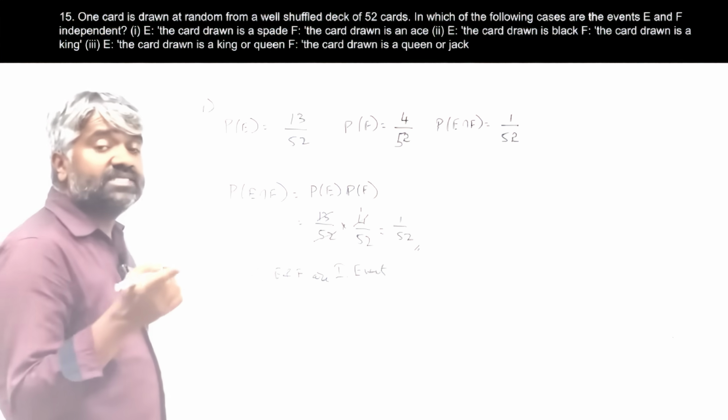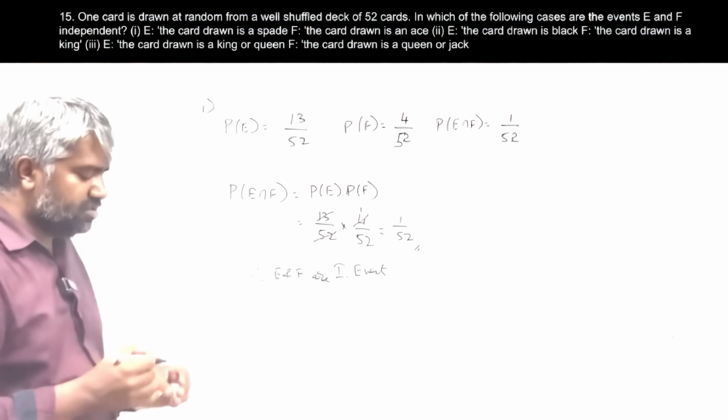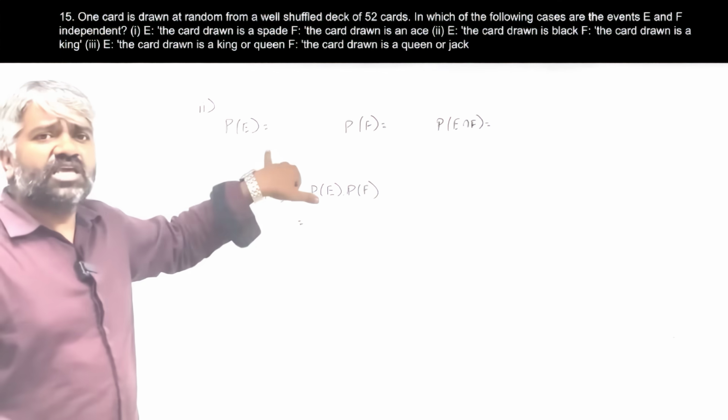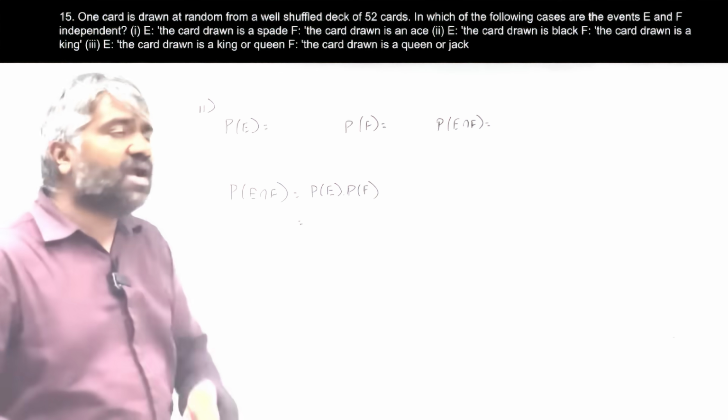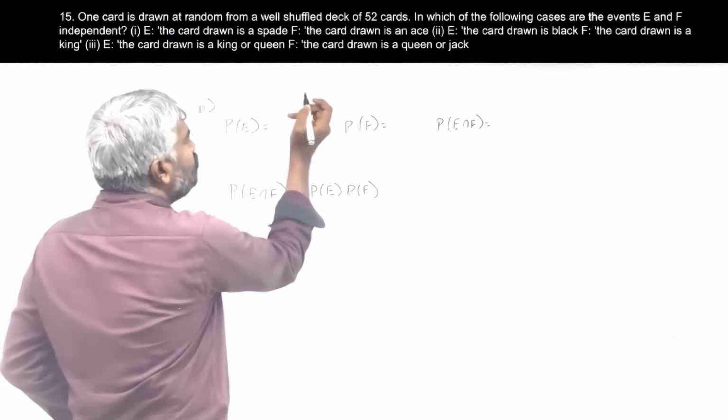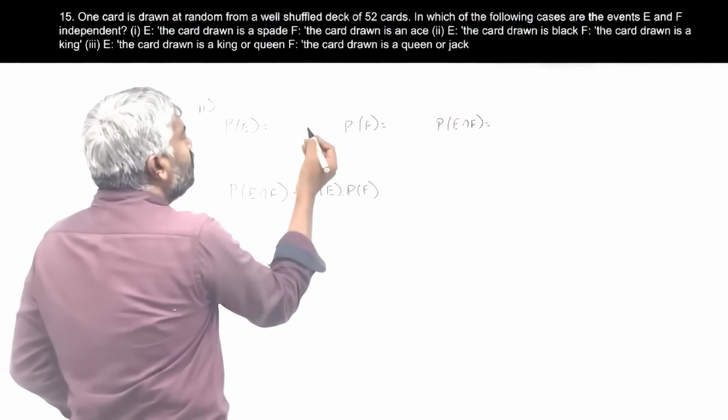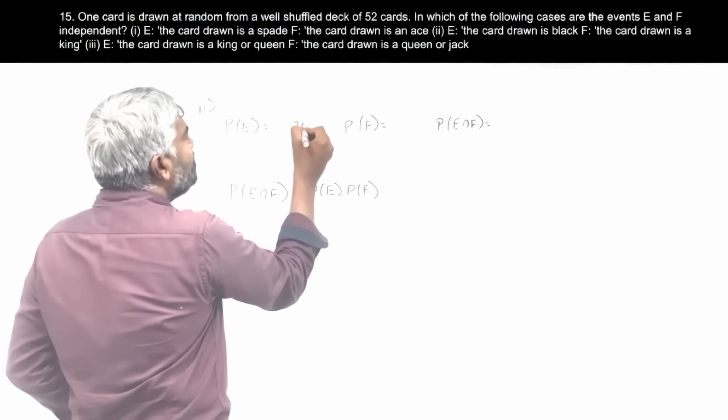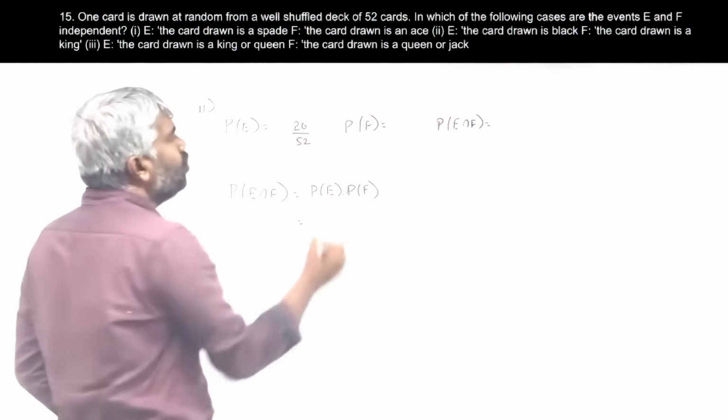Now we can move to the second subdivision in the question. The condition for E is that it has to be a black card. How many black cards do you have out of 52? Which is 26 by 52.